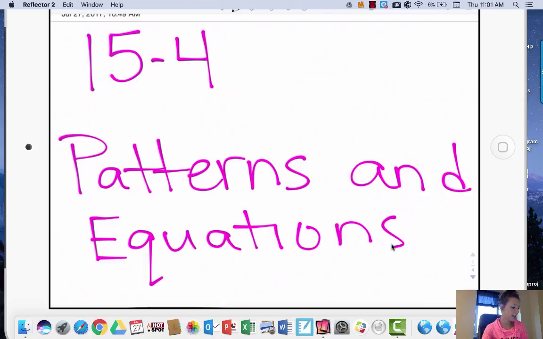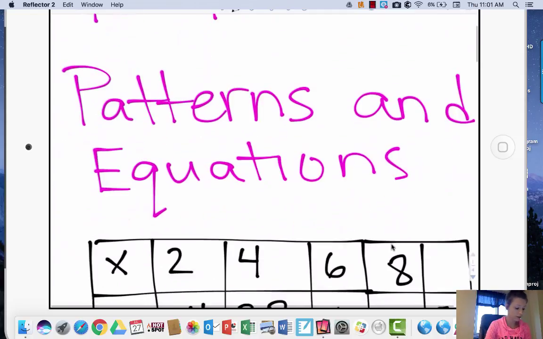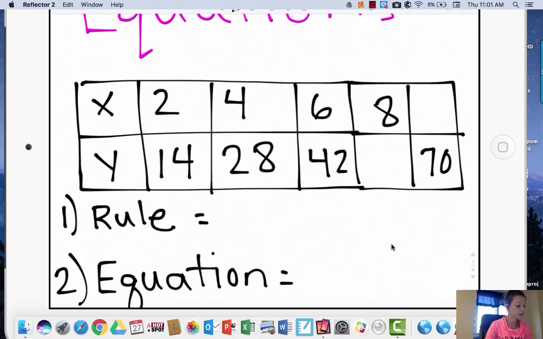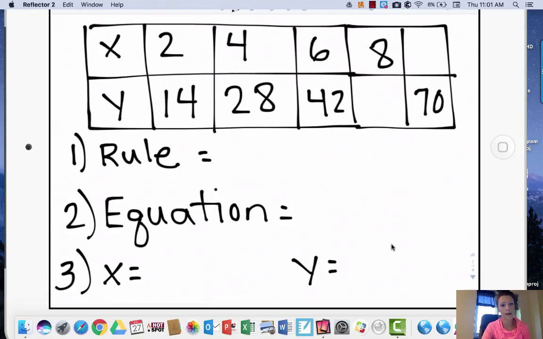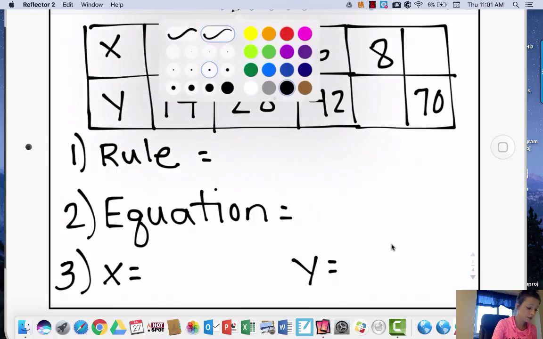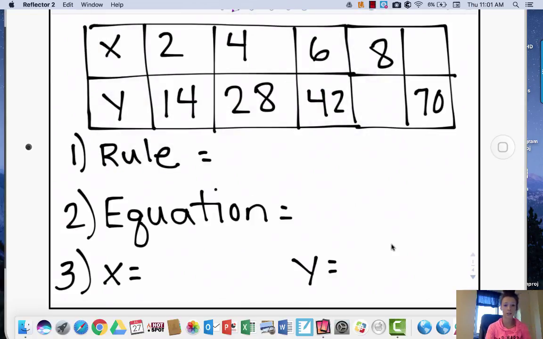Hello, today we are going to talk about patterns and equations, called 15.4. And to show you these, we have some tables, so we're going to dive right in. You may have seen these and you may also know them as in and out boxes. What these boxes use are patterns to solve for each variable.